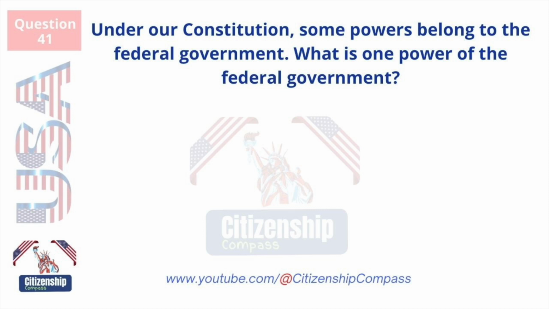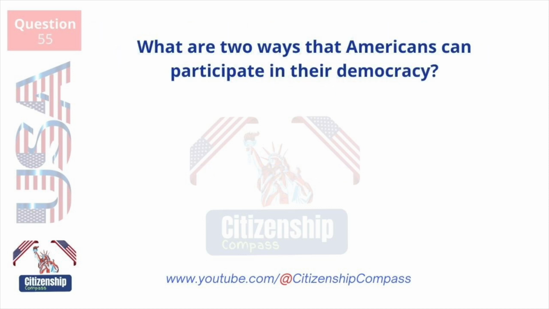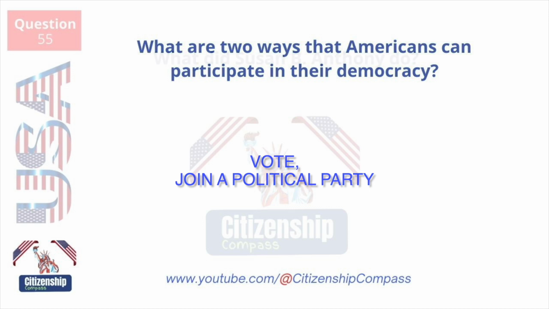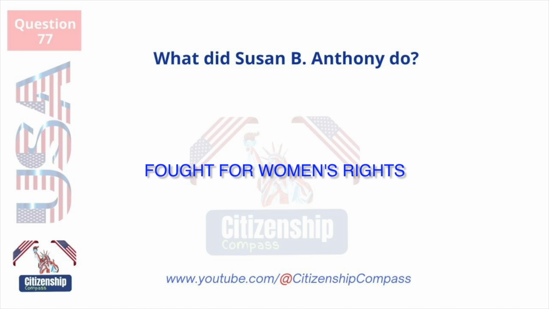Under our Constitution, some powers belong to the federal government. What is one power of the federal government? To print money. What are two ways that Americans can participate in their democracy? Vote. Join a political party. What did Susan B. Anthony do? Fought for women's rights.